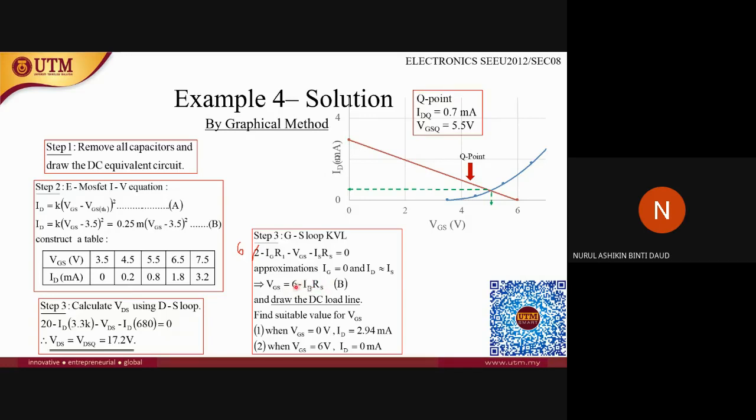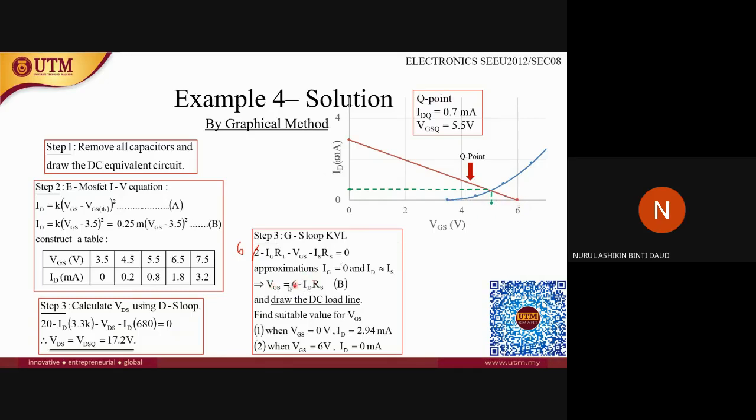Okay, since we need to draw the load line, when ID is equal to 0, you just place 0 here. It means that when this is 0, VGS is equal to 6. Okay, when ID is equal to 0.